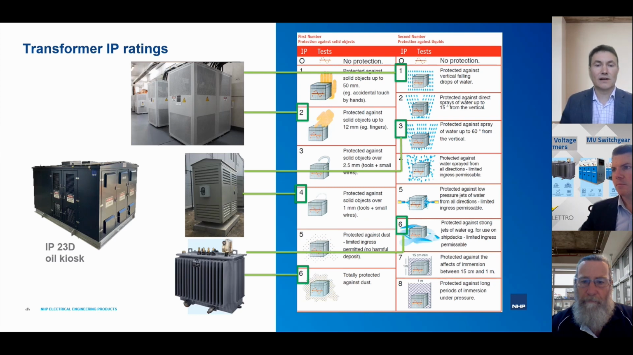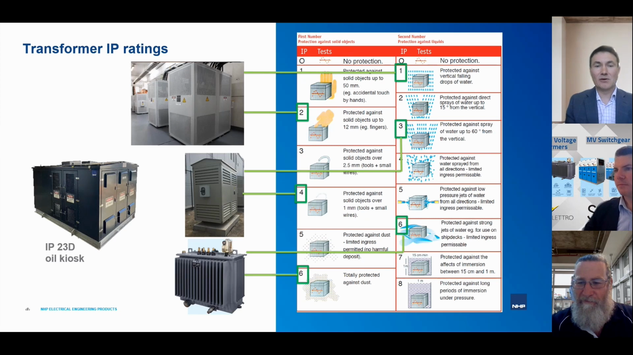That's well sufficient, and that's the one you can see on the top photo. IP21 doesn't provide any proper protection against water, just protection against vertical drops of water, and it provides protection from solid objects of 12 millimeters in diameter, which means you cannot put your finger inside that enclosure. That basic level of protection is sufficient for indoor.